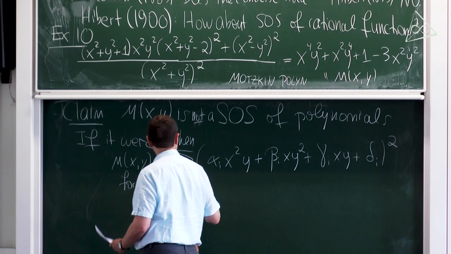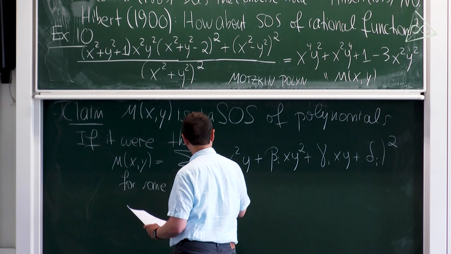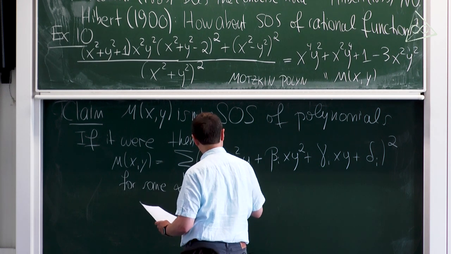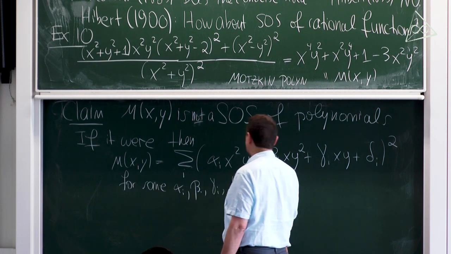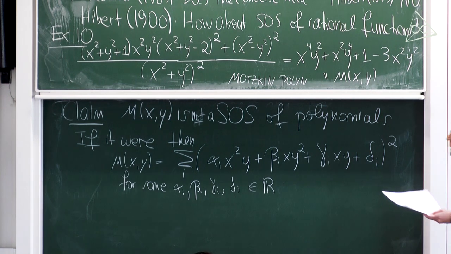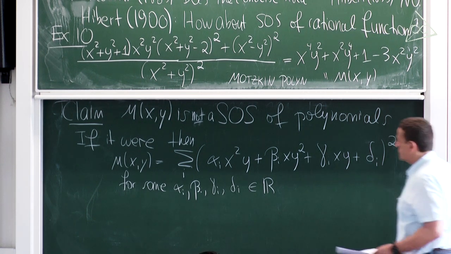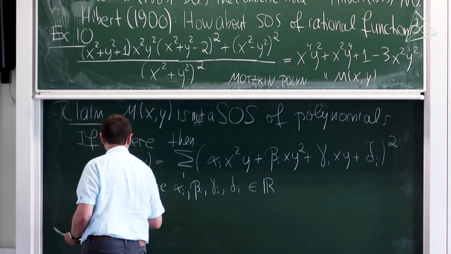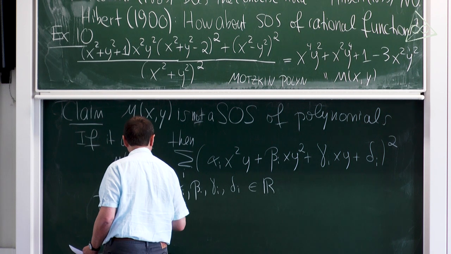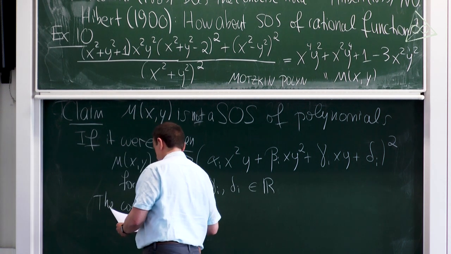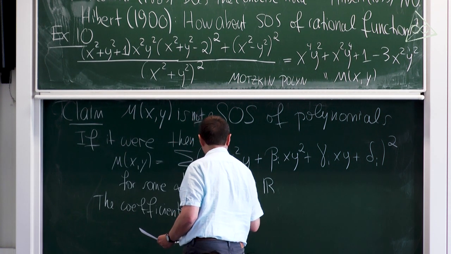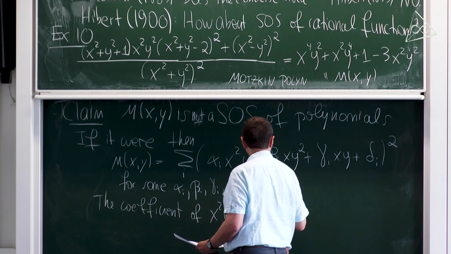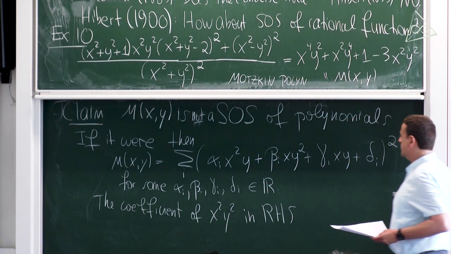Okay, so for some real numbers alpha_i, beta_i, gamma_i, delta_i, and we don't know how many terms there are, but a finite number, right? So there will be a finite number of these things. So, now the coefficient, I claim, let's look at the coefficient of x squared y squared in the right-hand side. So let's look at this.